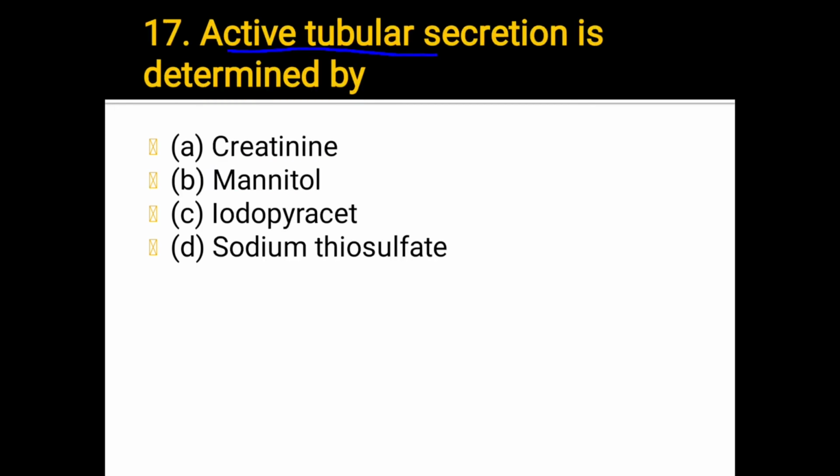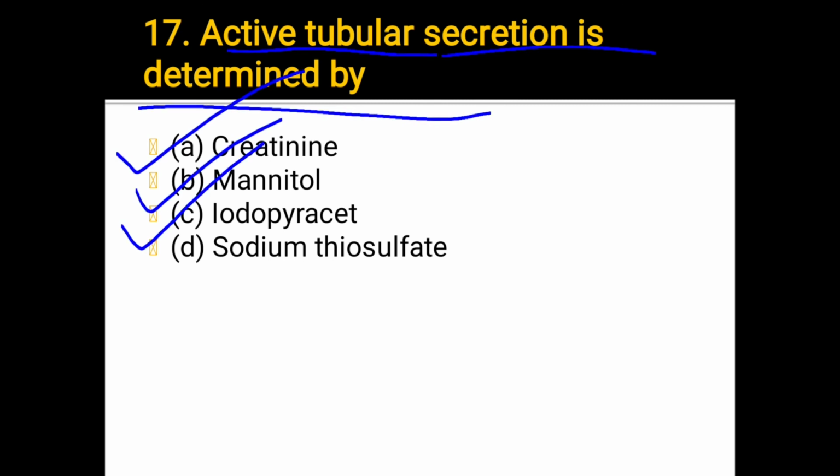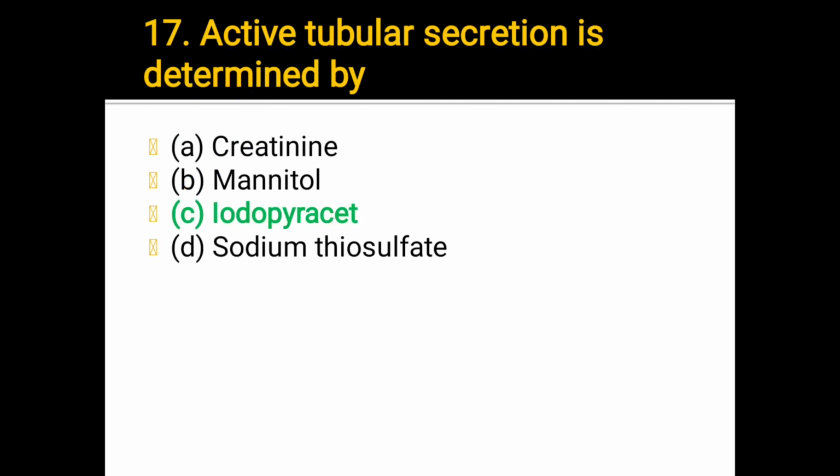Active tubular secretion is determined by A creatinine, B mannitol, C iodopyracet, or D sodium thiosulfate. Which one answer? The answer is C, iodopyracet. Okay. Next, question number 18.